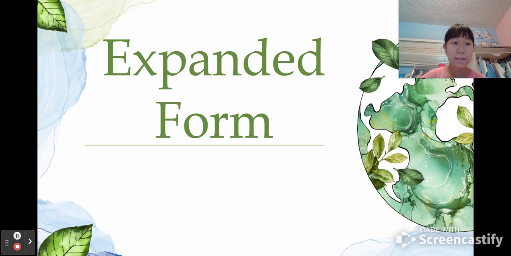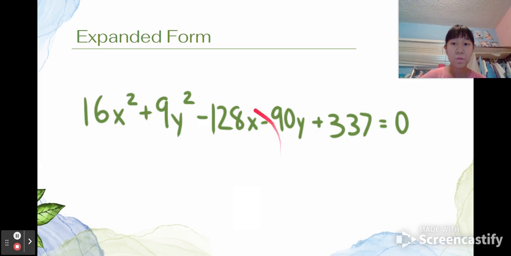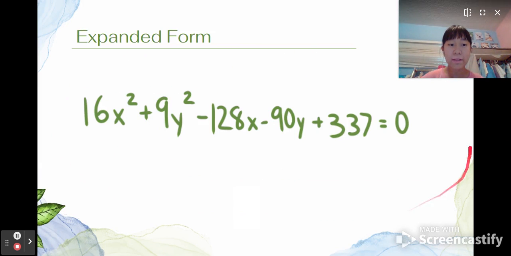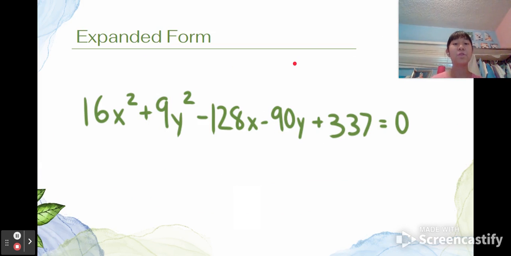Now let's get into the lesson about how to turn an ellipse from expanded form into standard form. Here we have our example for today: 16x squared plus 9y squared minus 128x minus 90y plus 337 equals 0. First, we want to isolate all the variables, so we're going to subtract 337 on both sides.